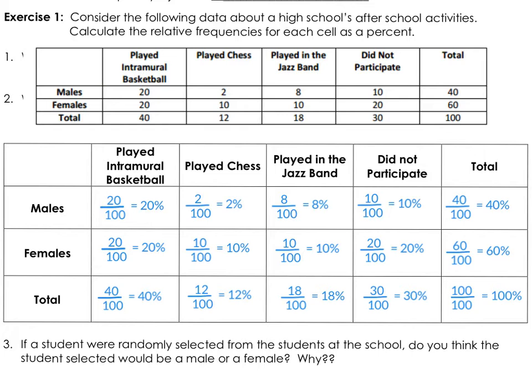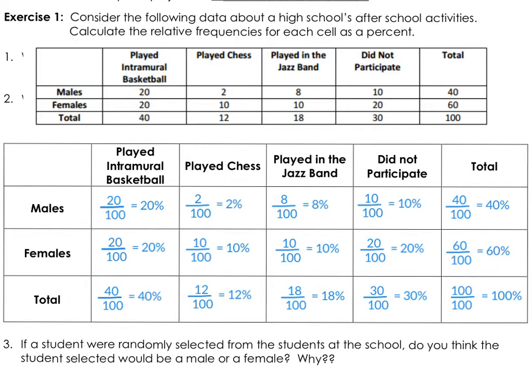Same idea for the females, so all of these numbers, the 20 out of the total 100 is 20%. 10 out of 100 is 10%. Again, 10 out of 100 is 10%. 20 out of 100 is 20%. 60 out of 100 is 60%.